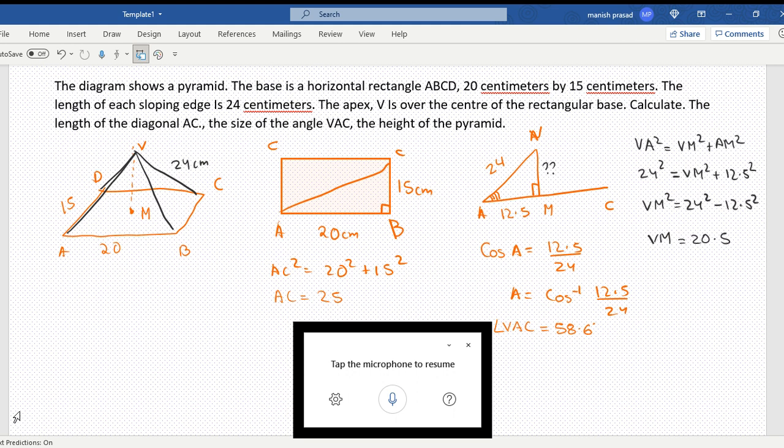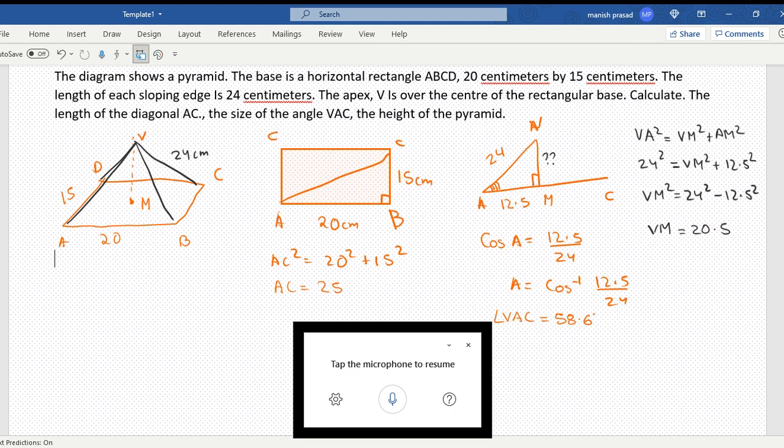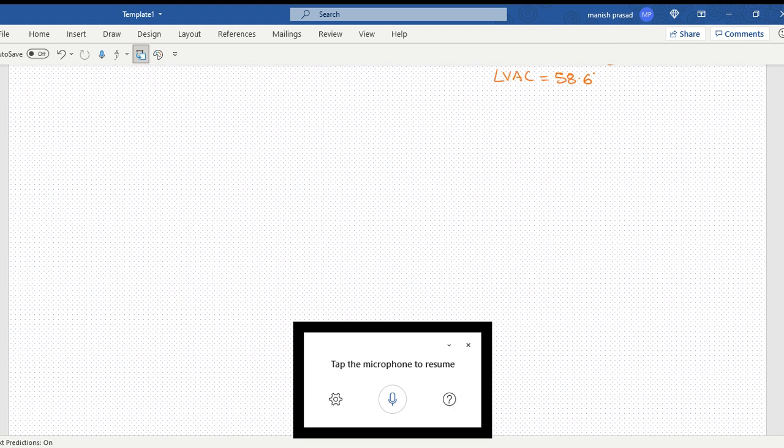Okay, so this was one question. So in this, again, I repeat, visualization skills would be highly required. Now the next question.